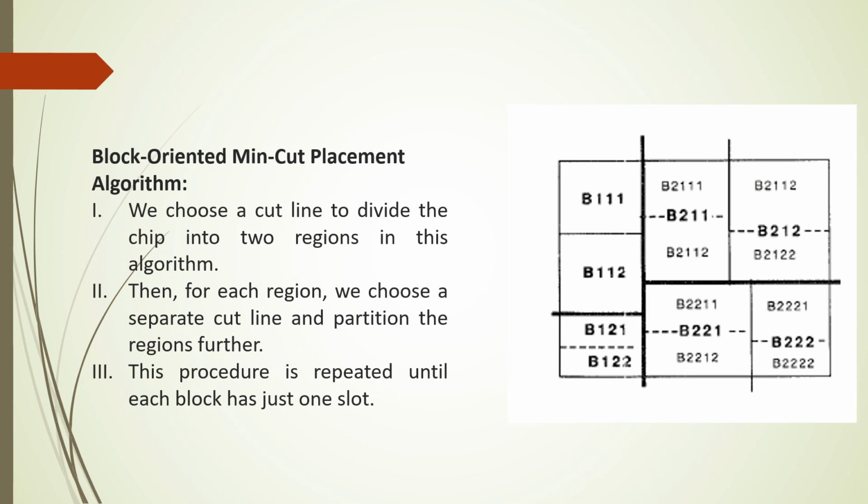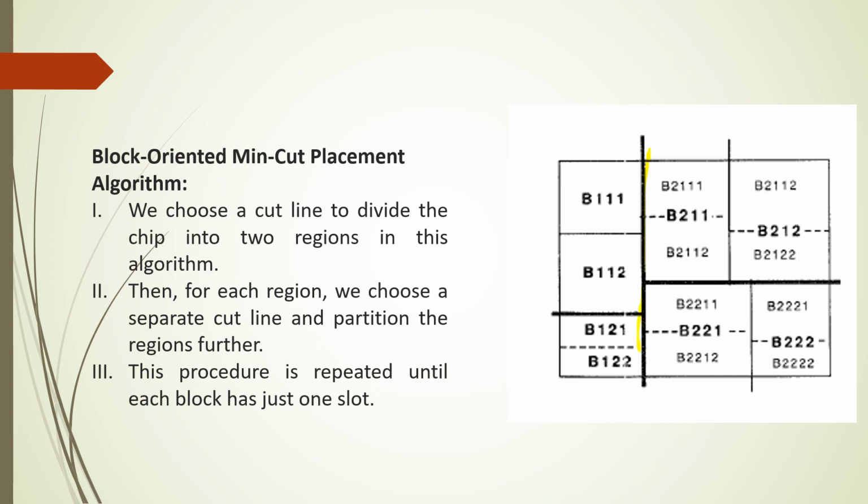Next type is block-oriented min-cut placement algorithm, in which you have the whole chip divided into two main regions. For each region, we choose a separate cut line and partition the region further. Other than that, we have this partitioning, in which one part becomes B1 and the other part will be B2.